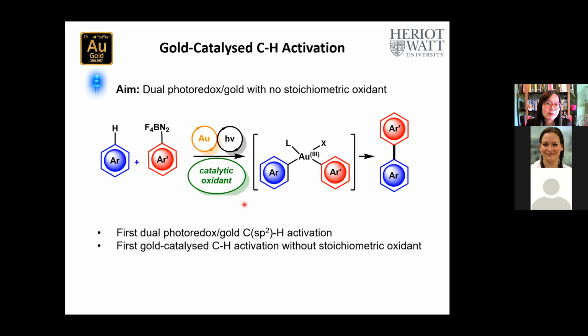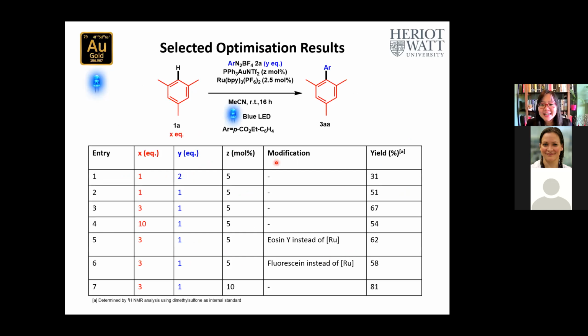And the reason really why we wanted to do that was because it hadn't been done before, and mainly as proof of principle to show that you can do gold-catalyzed C-H activation without stoichiometric oxidant. So let's see how this went on. And very unusually for one of my ideas, it worked first time. The postdoc was rather shocked. So I'll talk you through what's happened.